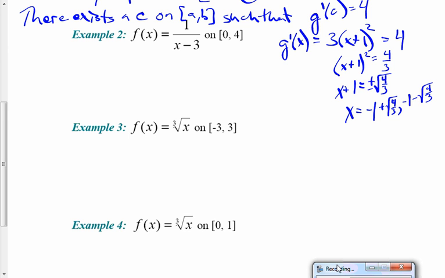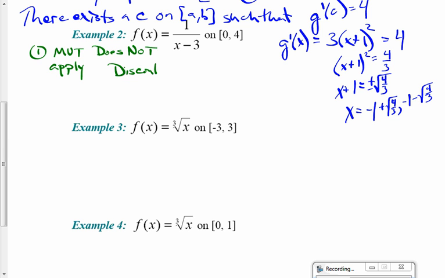Example 2. Does MVT apply? A couple of you said no. Convince somebody near you that MVT does not apply. Why not? It's discontinuous. There is a discontinuity at x equals 3.